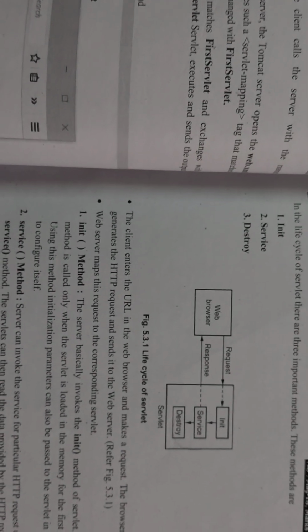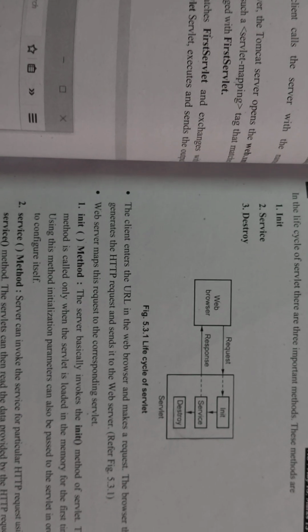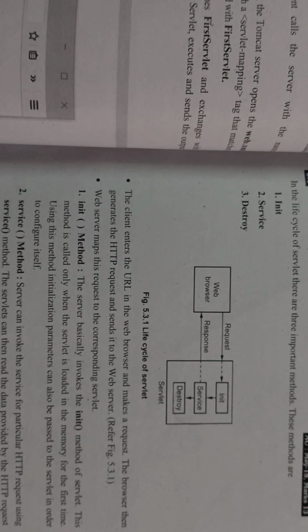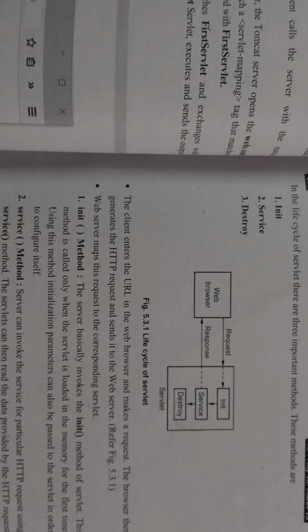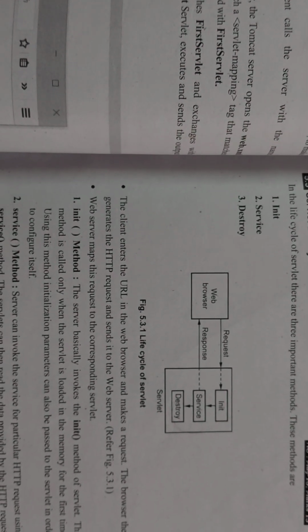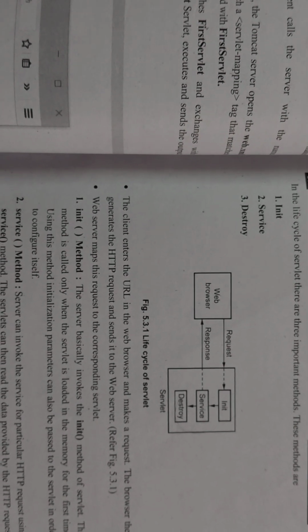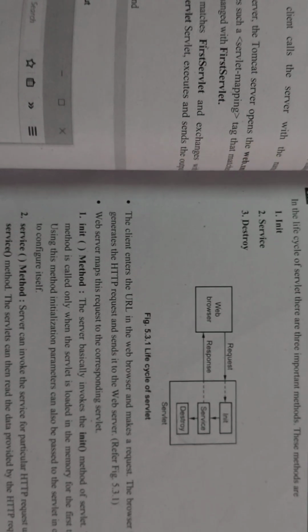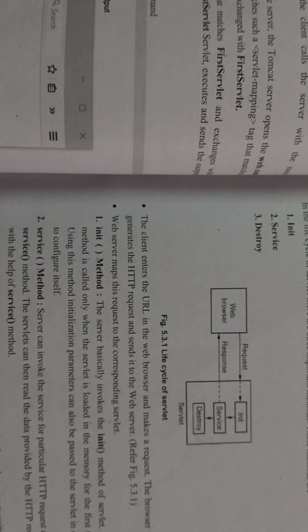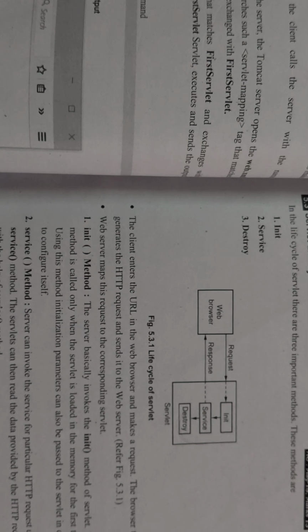So the client enters the URL in the web browser and makes a request. The browser then generates the HTTP request and sends it to the web server. So what are the works done by the web server? The web server maps this request to the corresponding servlet. So first one, the init method. The server basically invokes the init method of the servlet. The method is called only when the servlet is loaded in the memory for the first time. Using this method, initialization parameters can also be passed to the servlet in order to configure itself.